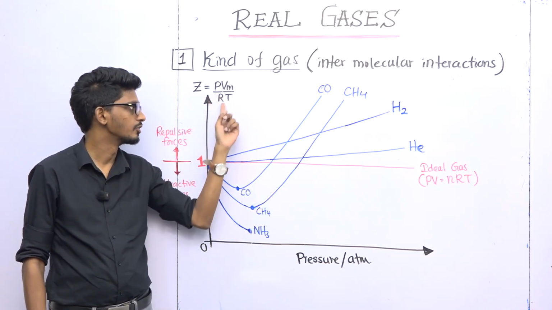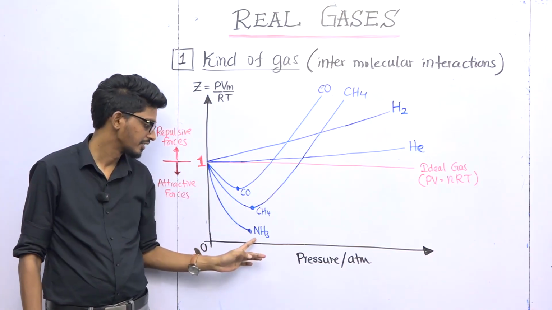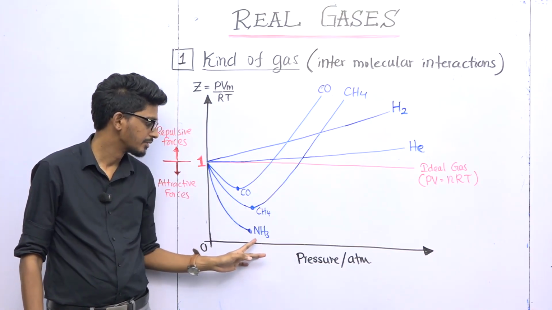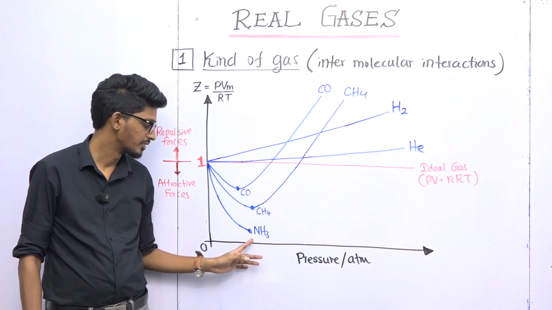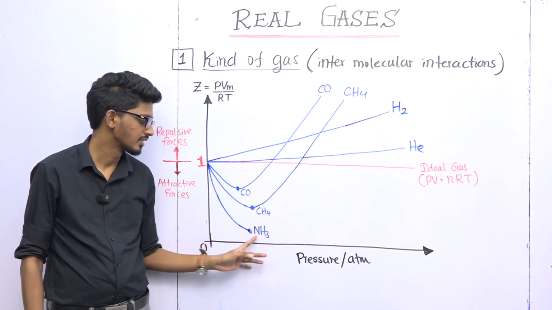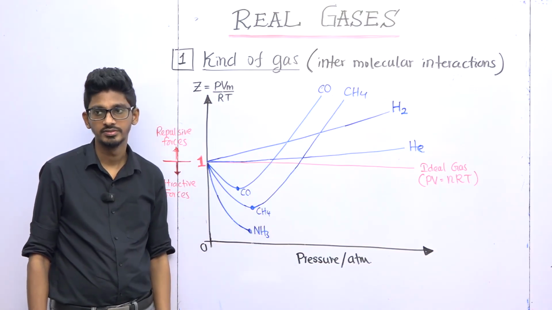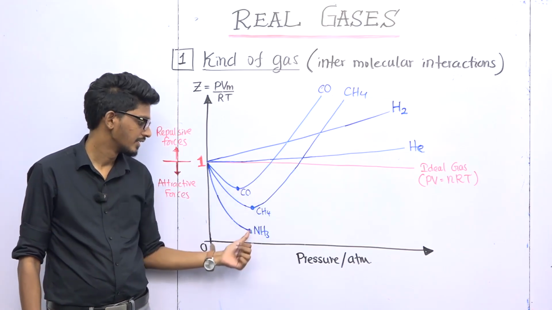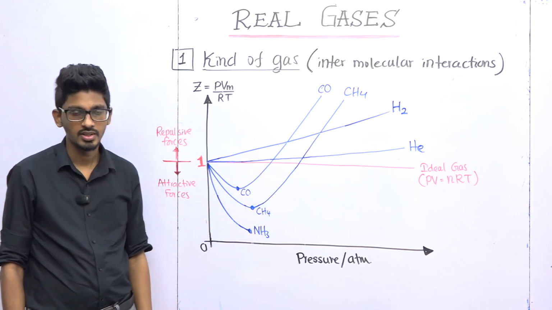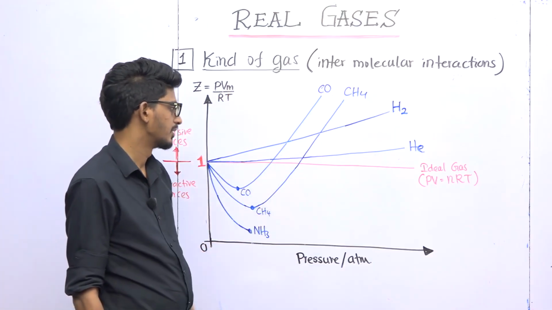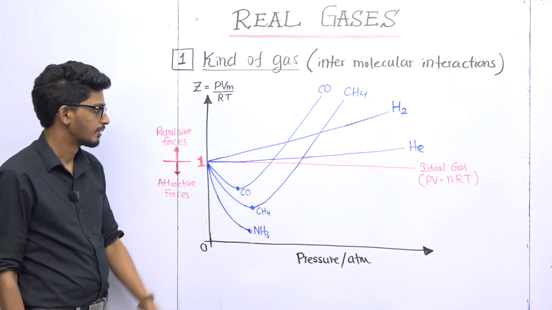R is the universal gas constant, right? So after this pressure, the compressibility factor is not defined for NH3 as it is converted to a liquid. That is why the NH3 curve stopped at this point. These are the few curves appearing in the resource book, so you should know about these.